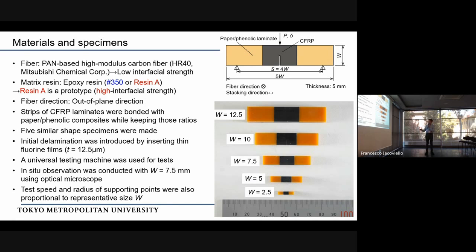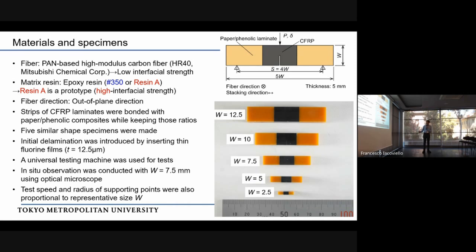We introduced initial delamination by inserting thin polymer films. The thickness of the film is only 12.5 micrometers. And we also observed crack growth behavior in this specimen.